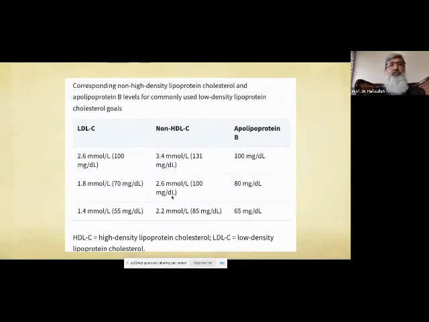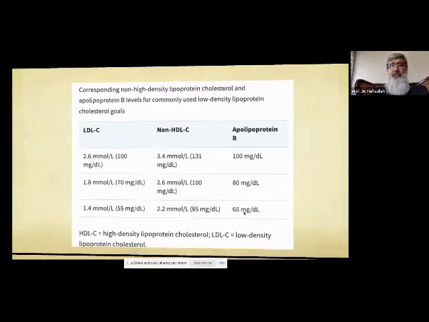Now, just for general information, when the LDL cholesterol goal is 100, for non-HDL you add 30 more to it, so it is about 130, and apolipoprotein will be 100. If the goal is 70, non-HDL cholesterol will be 100 and apolipoprotein will be 80. If the goal is 55, then non-HDL will be 85 and apolipoprotein will be 65.